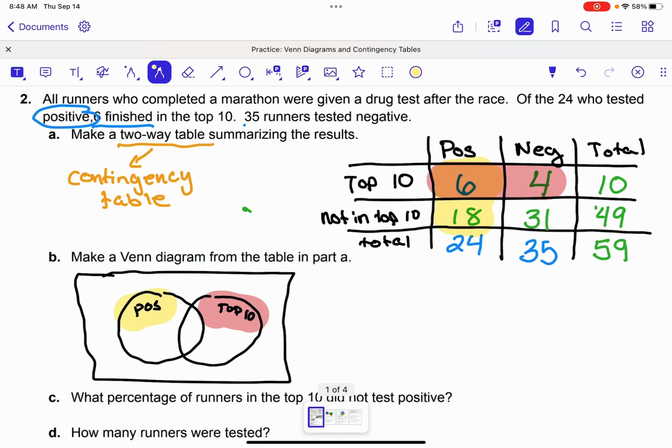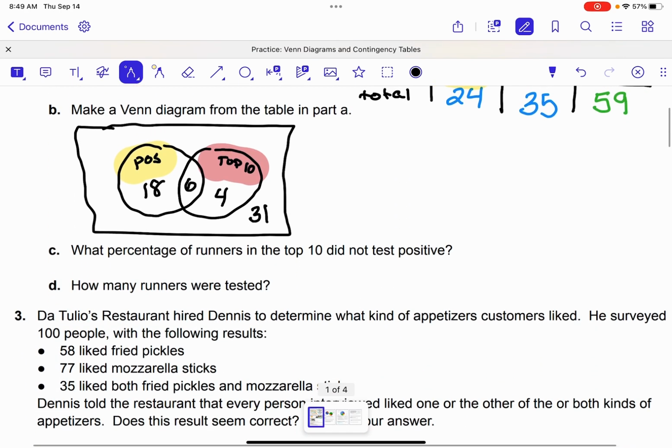Now, why I highlighted here and then highlighted here is basically the numbers that I highlighted are where they go in the Venn diagram. So where you see the yellow and red overlap, that's the value they share in the middle. That's the 6. And then 4 is purely in the top 10 but didn't test positive, and the 18 are the tested positive but not in the top 10. And then the number not highlighted at all, the 31, that would be on the outside. And so I can use my contingency table to help me create that nice Venn diagram.